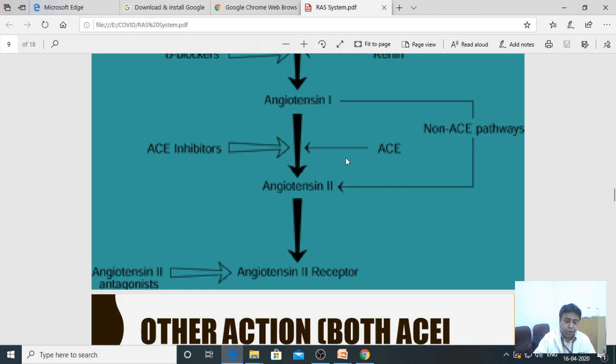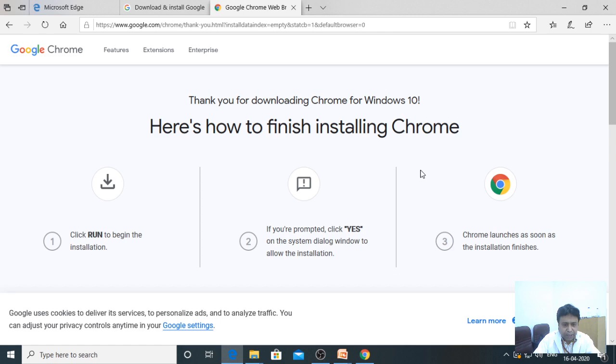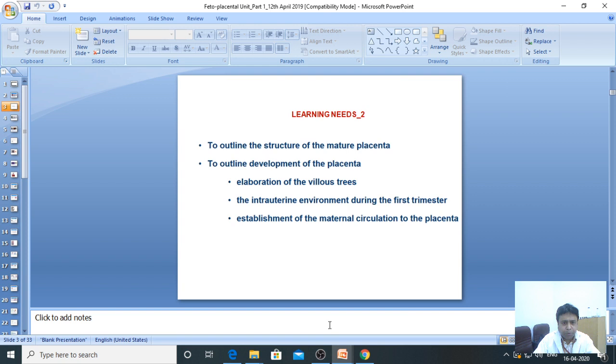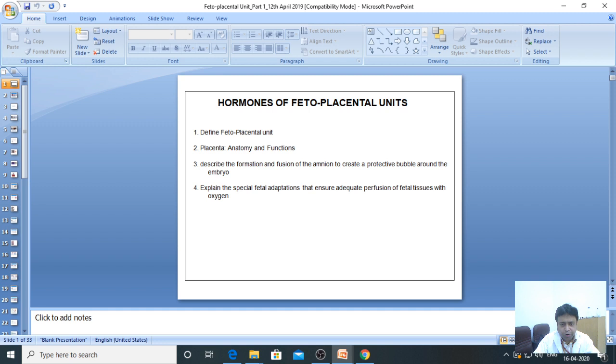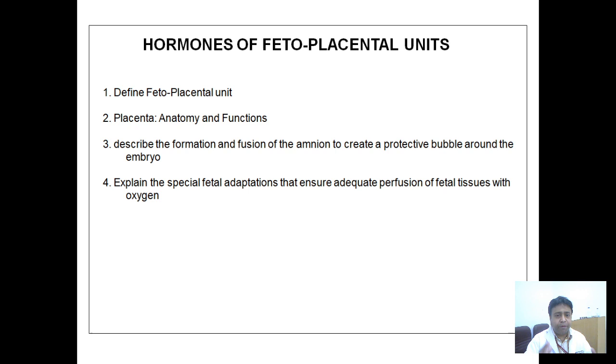Okay, so this is the summary of this one, and we are exiting from this, and I'm pulling up the slides for today's class, which is the fetoplacental unit. So let me bring this one. Again, I'm going to toggle between two different slides to bring it up, and we are trying to see if we could wrap up everything in today's class.